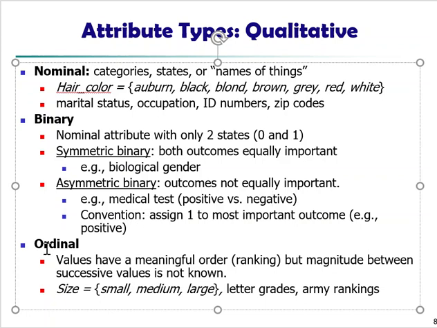Then the third type in qualitative data is ordinal. Ordinal data is a set of values that has a meaningful order, but the magnitude between successive values is not defined. So for example, size, we can rank the size as small, medium, large. So we know medium is larger than small, large is larger than medium, but we don't know whether the difference between medium and small is exactly the same as the difference between large and medium. So the magnitude between the successive values is not defined. We don't know. There's not a way to measure it.